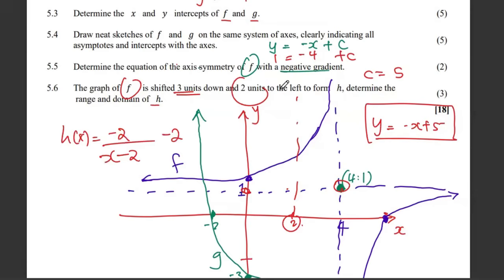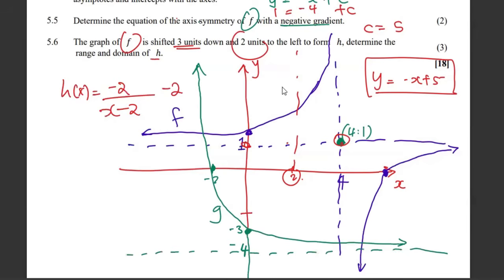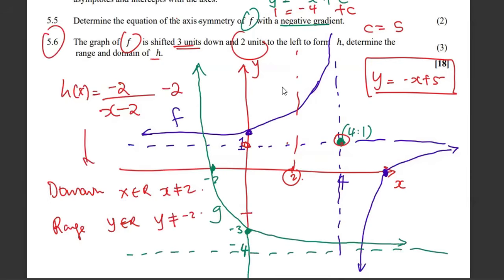Okay. Now, since they want domain and range, we know that the domain, which is the x values, x is an element of real numbers, x is not going to be a 2. When it comes to the range, y is going to be an element of real numbers, but y should not be a negative 2. So this is basically what they needed with 5.6.